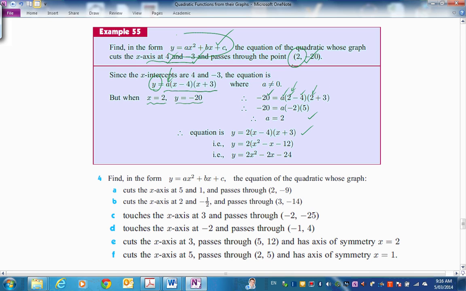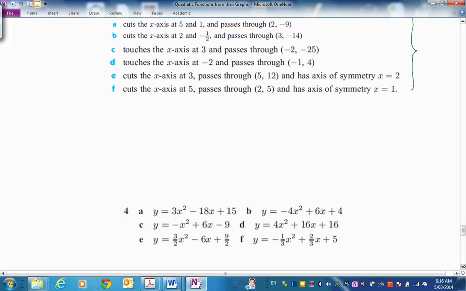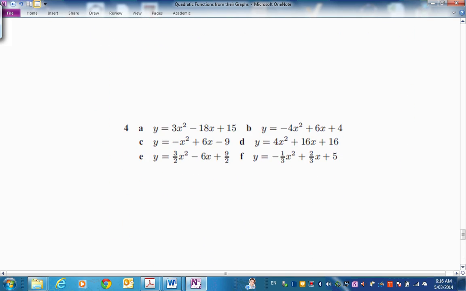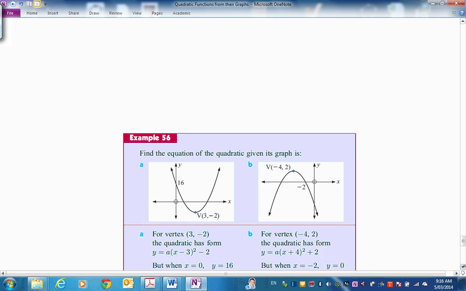Because they want it in the general form, we have to expand it using FOIL: first, outers, inners, last. Only a slight difference there. So I want you to try and use that procedure on these. They're all ones where the x-intercepts are given. Pause it, have a go, and let's have a look at the answers now. So there are all the formulas for you. Just a little bit further and you'll be fully qualified in quadratic functions.